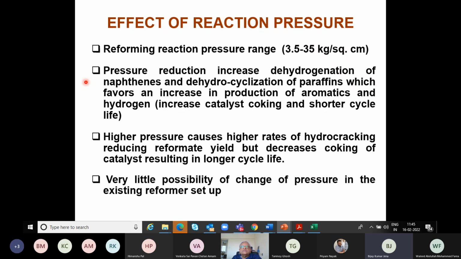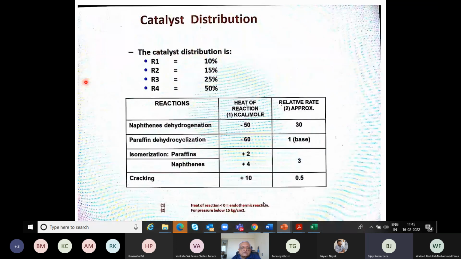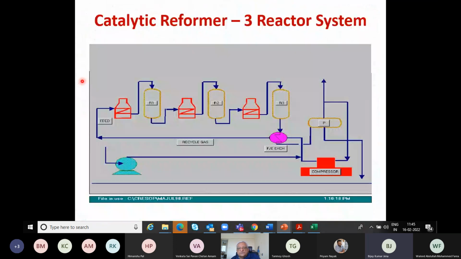Because the unit is not a standalone. I mean, the reactors are not standalone. You've got a compressor, the recycled gas compressor. If you go back, there are other process equipment here: the separator drum, the heat exchanger, the furnaces, the pump, the compressors, etc. And they are designed for a certain pressure.